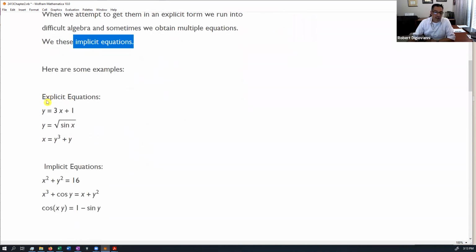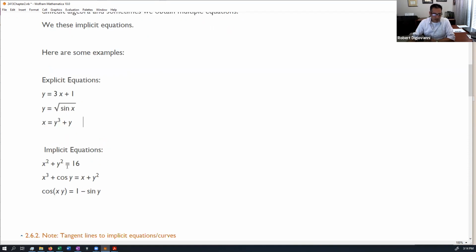These are examples of explicit equations. y equals 3x plus 1. That's a line. The reason it's explicit is because I can solve for y, and y depends completely on x. y equals the square root of sine x. Again, explicit. I can solve for y. y depends completely on x. This last one is also explicit because I can solve for x, and the other side of the equation contains only y's. So if you give me a y, I can produce the x.